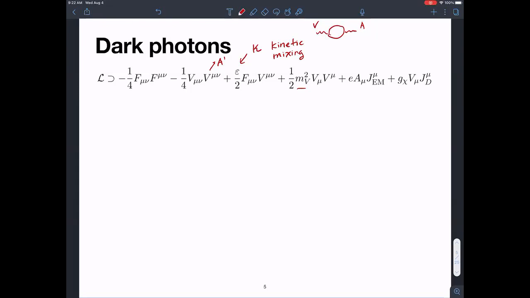All right, and then this dark photon could couple to the dark matter. Here, I'm just denoting this as a dark current, so it could be some chi-bar gamma mu chi.